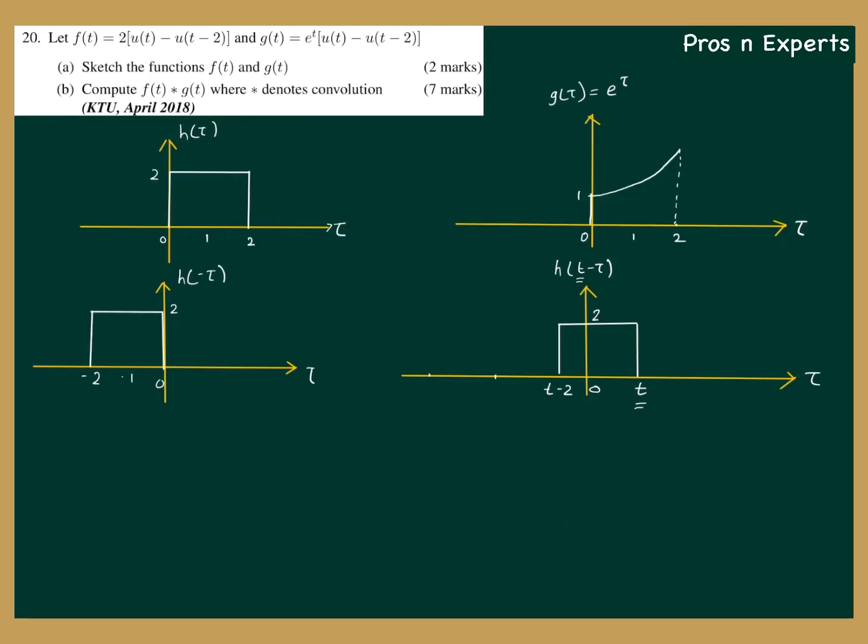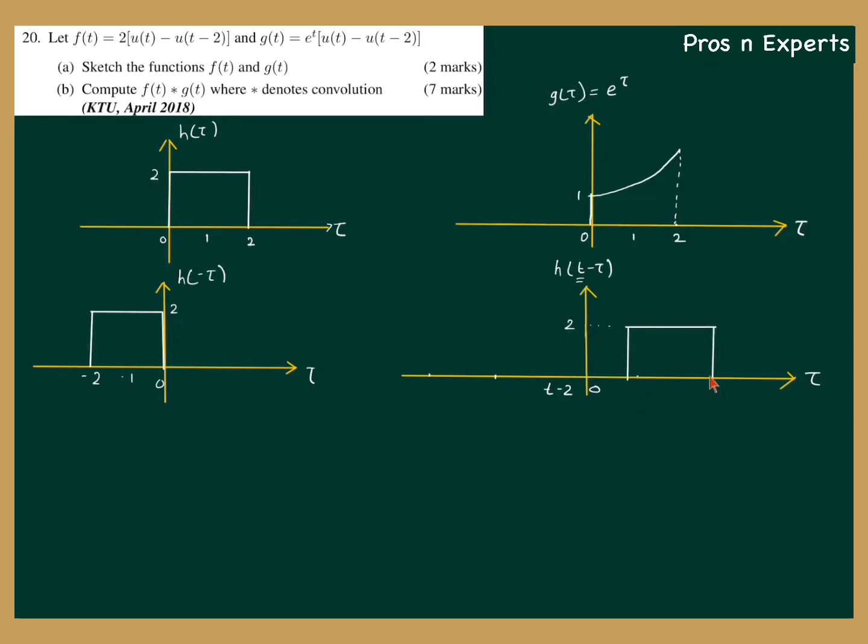Alright, what is the next procedure? Next procedure is we still keep on increasing t so that this h of t minus tau moves rightwards. Okay, and what is the next significant output condition? This leading edge of h of t minus tau goes out of g of tau, but the trailing edge comes now inside g of tau.